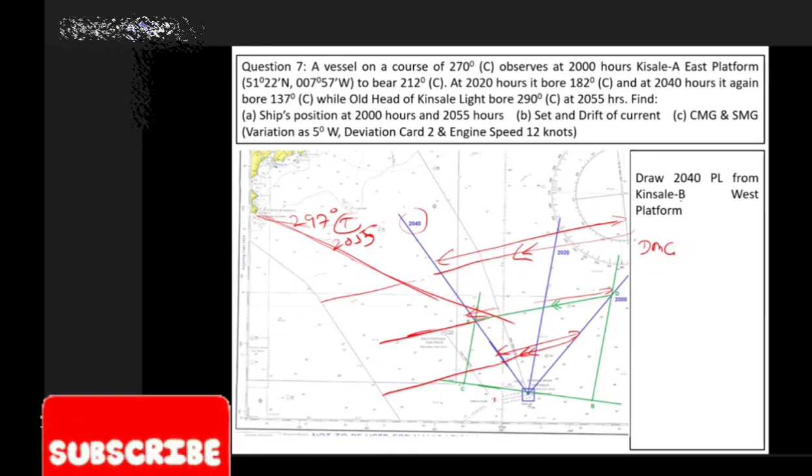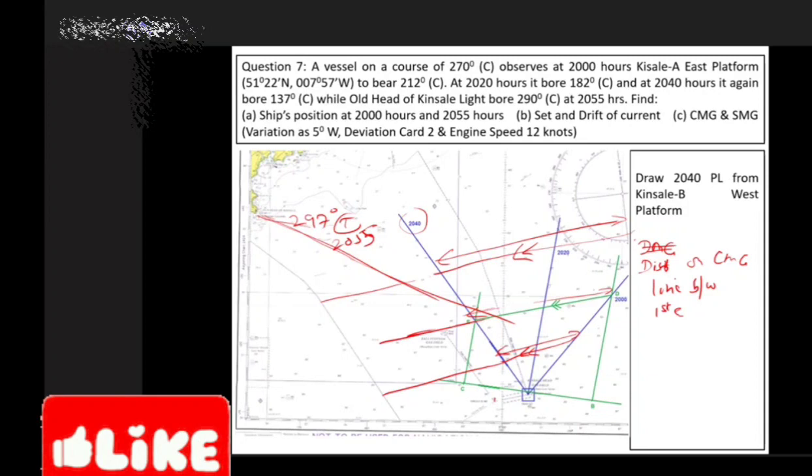This is not the actual distance made good because these are not the ship's positions. You find the distance on the CMG line between the first PL and third PL. Is the step understood? Measure the distance on the CMG line between the first PL and third PL. I have not called anything as fixed. Okay?